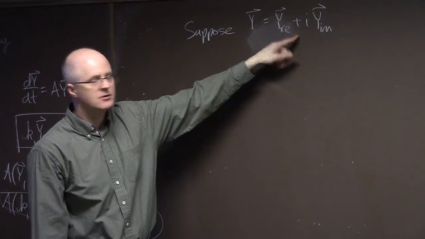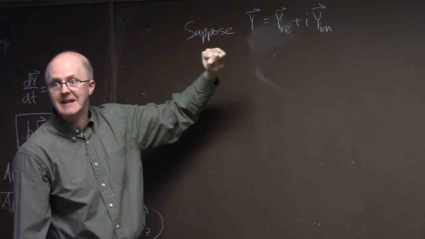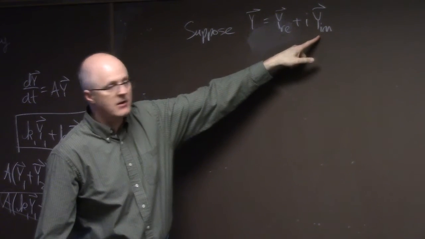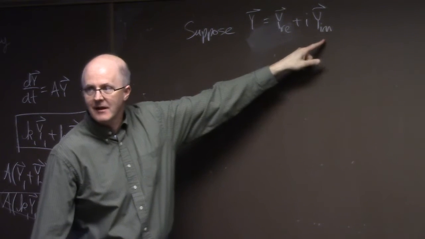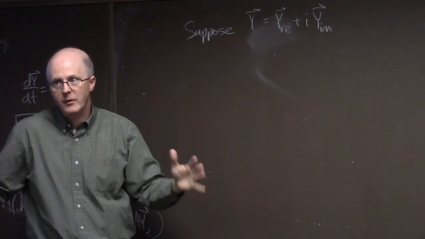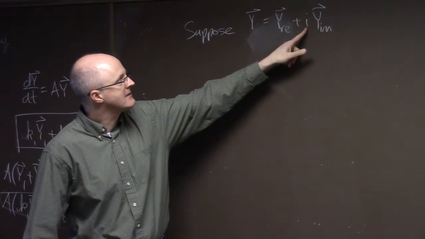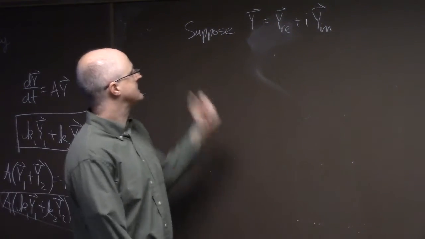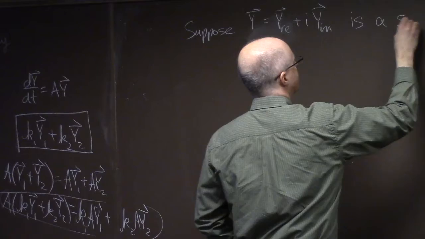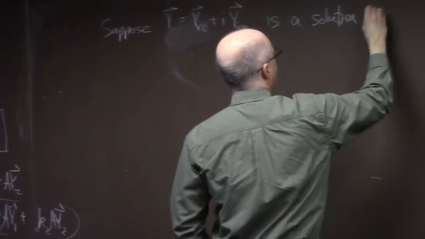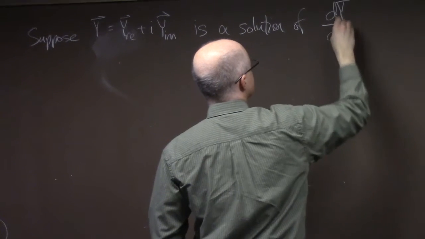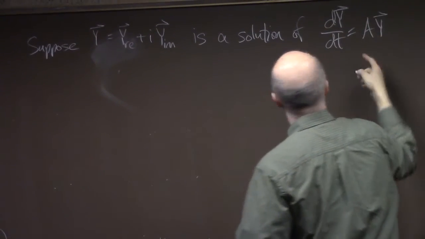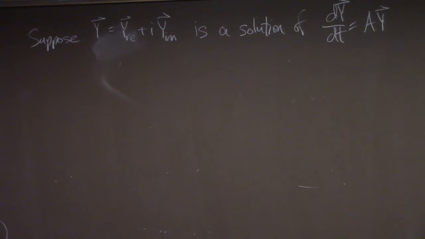It's a vector valued function. You can think of it as a 2-dimensional vector. Actually, it could be an n-dimensional vector. Y_im is called the imaginary part. Both Y_re and Y_im have no imaginary numbers in them. They are real vectors. The imaginary part comes from the fact that this thing is next to the i there. Suppose this is a solution of a linear equation. I'm not going to specify what the matrix is. In our examples, A has real entries. Okay? So that's an implicit assumption here.